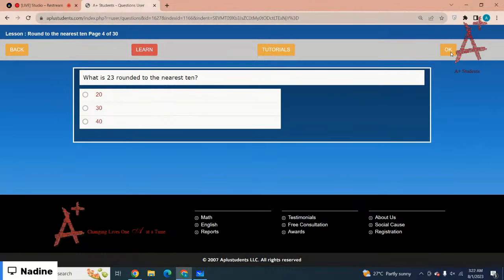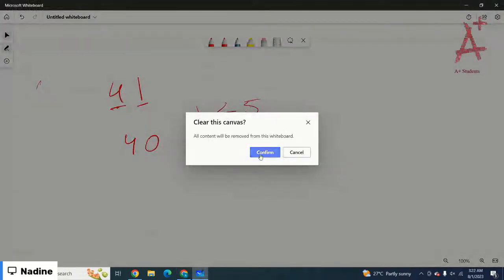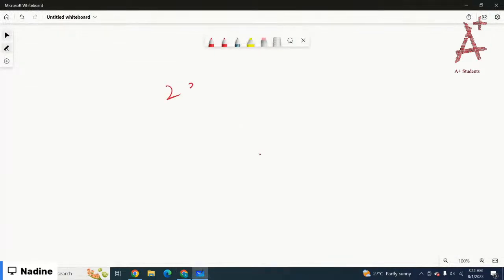Okay, the next one is what is 23 to the nearest 10? So this is the digit that is at the tens position. On the left of 2, you have 3. You have to compare this digit to 5. So 3 is less than 5.